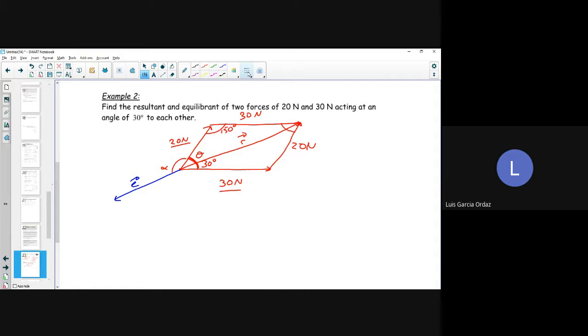So my resultant, R squared, is equal to 20 squared plus 30 squared minus 2 times 30 times 20 times cos of 150. Okay, which gives me, when I evaluate all of this, 2,339.23, which means that the magnitude of my resultant is approximately 48.37 Newtons. Okay, so great. My resultant, I know, is 48.37 Newtons.